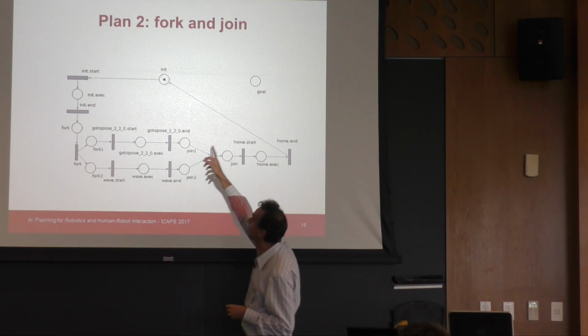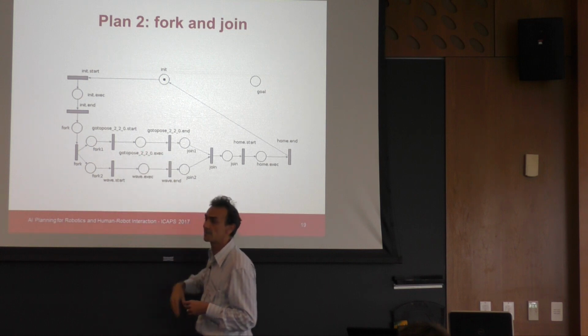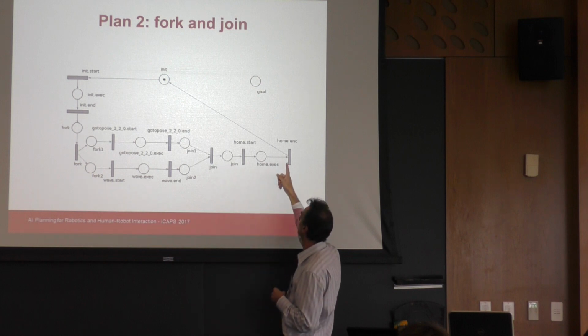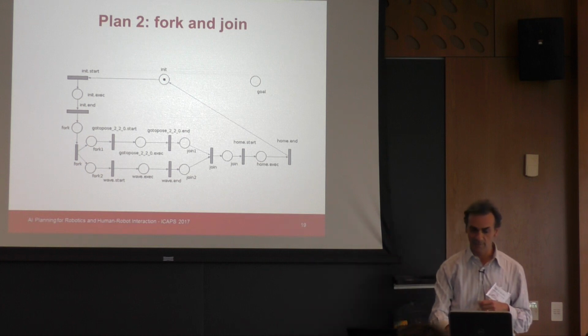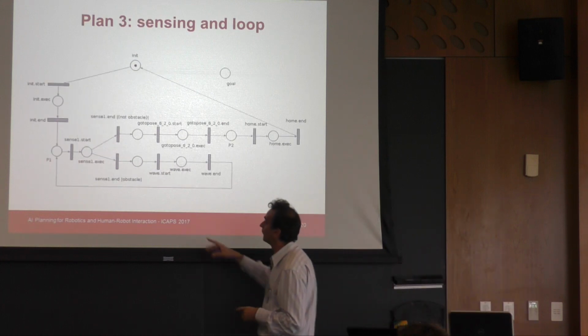So this means that you are doing, for example, init, then there is a fork. These actions are executed in parallel, and then you join, you execute another action. This goes back again forever. This is an example of a while loop.